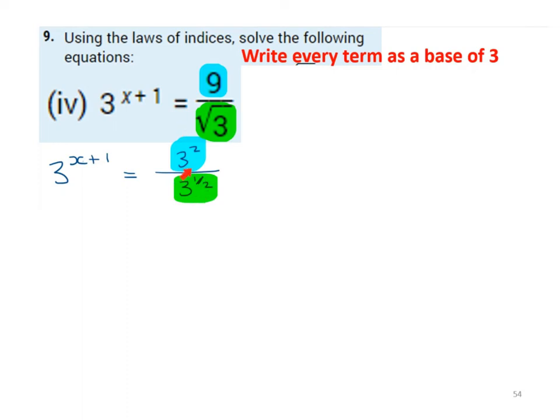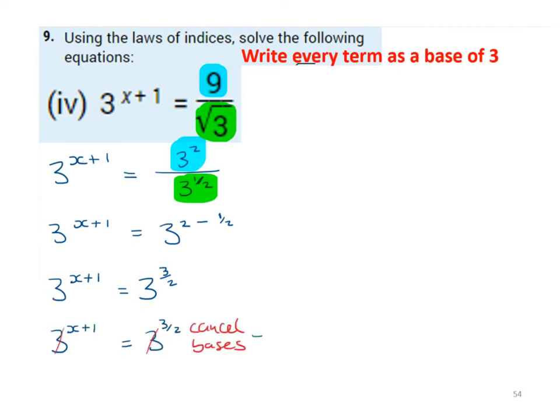Next, we're dividing powers with the same base, so we subtract the powers. So we're going to have 3 squared, so 3 to the power of 2 minus a half. And 3 to the power of 2 minus a half gives us 3 to the power of 3 over 2. Now we can cancel the bases on the left and the right, so we can cancel out the 3's. And we're left with x plus 1 is equal to 3 over 2.